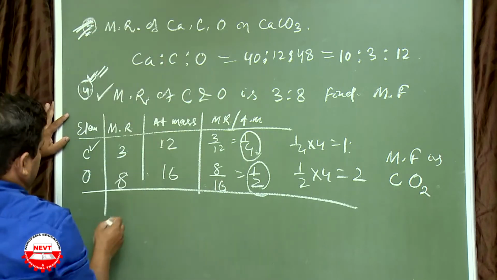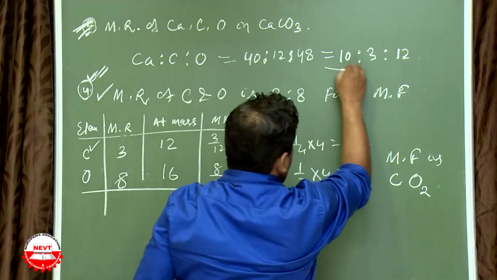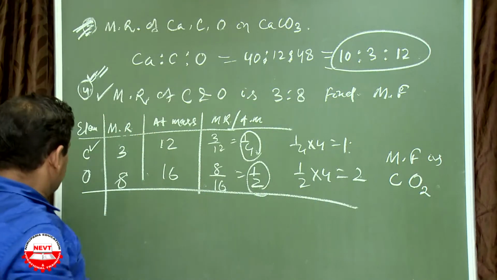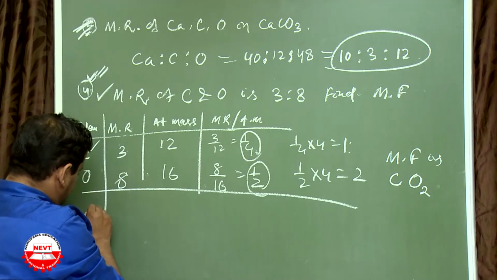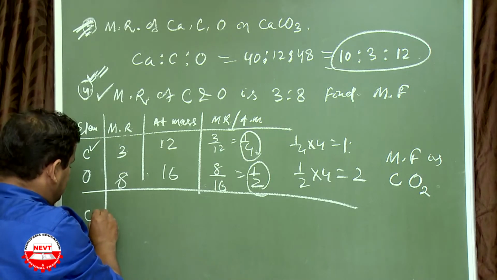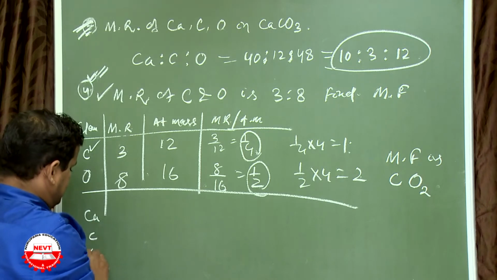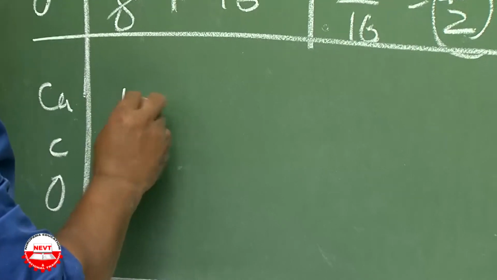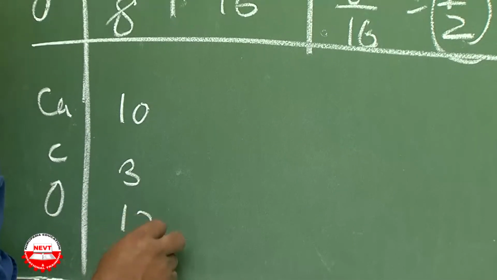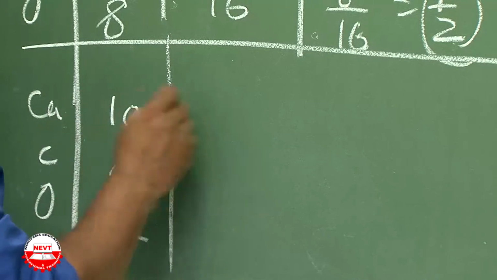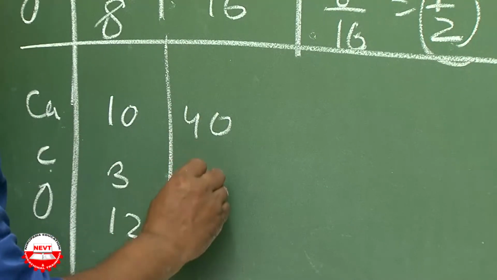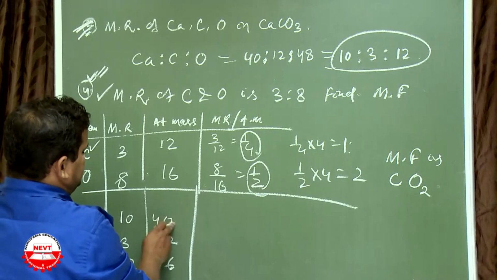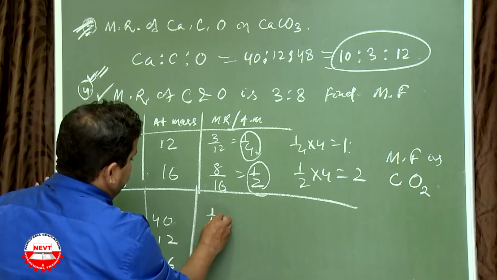Come to the second question, this one. Reverse order we will do. The mass ratio is given to you: 10:3:12. Find the molecular formula. So first write the elements. Elements are calcium, carbon and oxygen. Mass ratios are 10, 3 and 12. What is the atomic mass? Calcium atomic mass is 40, carbon has 12, oxygen has 16.